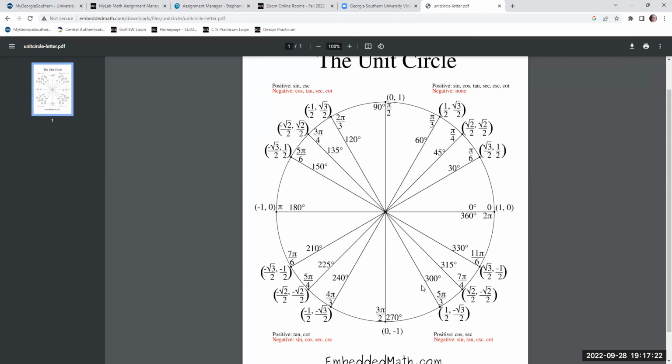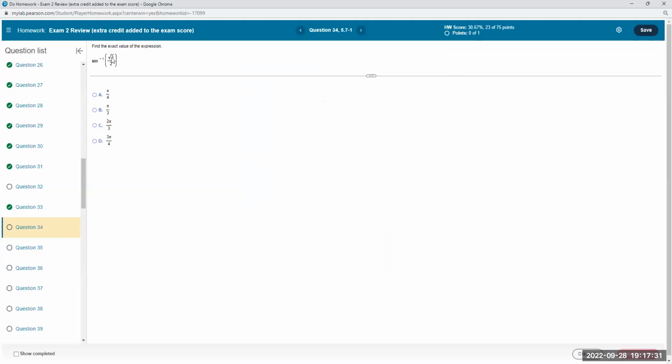So going back to the assignment. Oh, I said negative. I thought I had remembered it as being negative. So it's actually positive square root of 3 over 2. So let's take a look at that again.